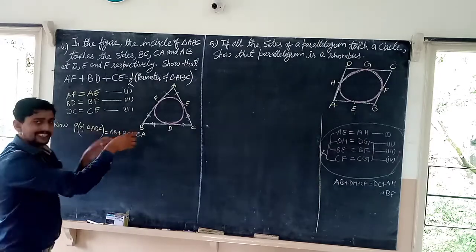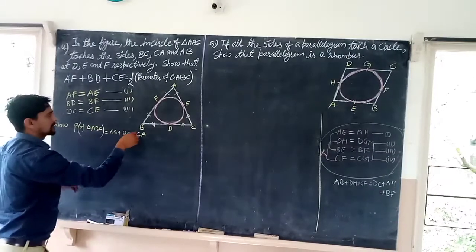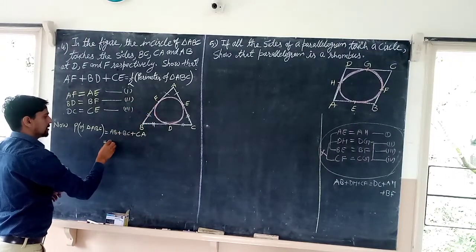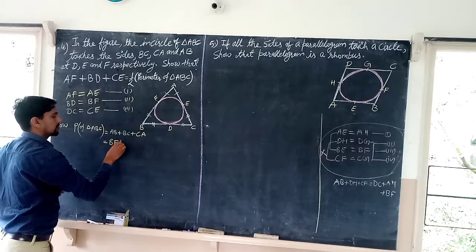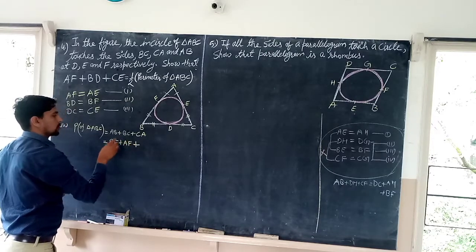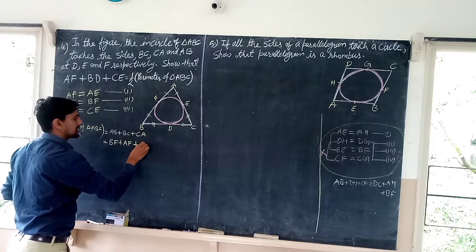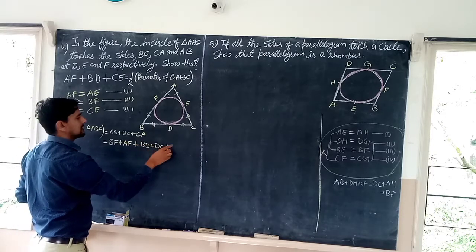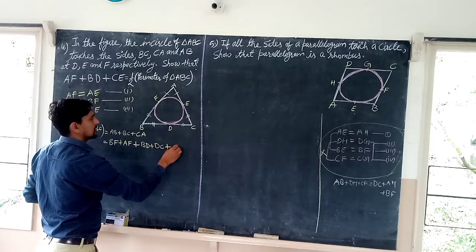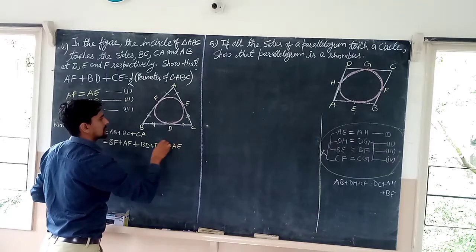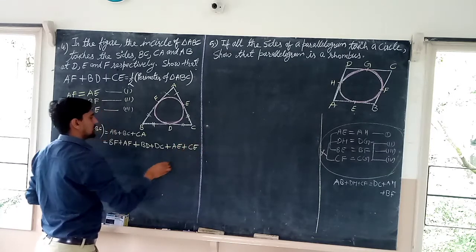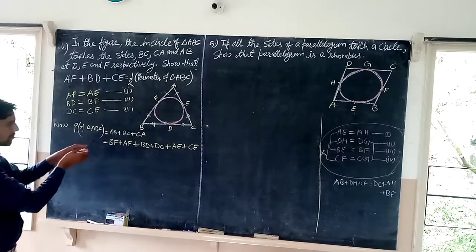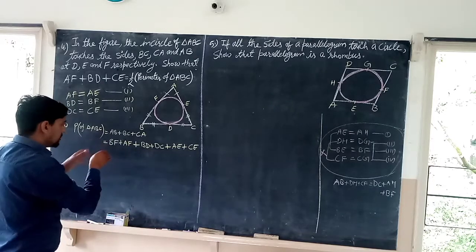Now if I split these sides, what is AB? AB is equal to BF plus AF. Plus, what is BC? BC is BD plus DC. And third, CA. CA is AE plus CE. This I can write down from the given information. Now why I am writing this down, you will get to know later.